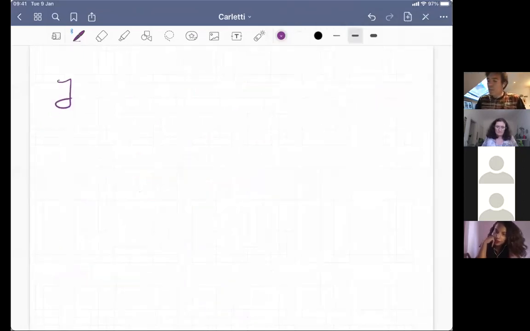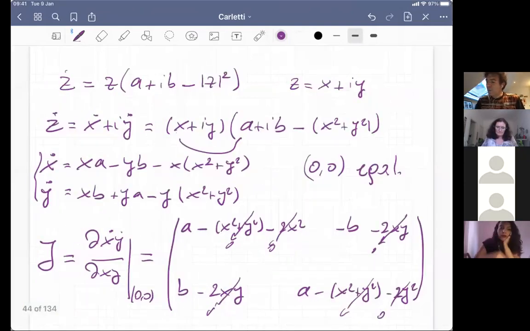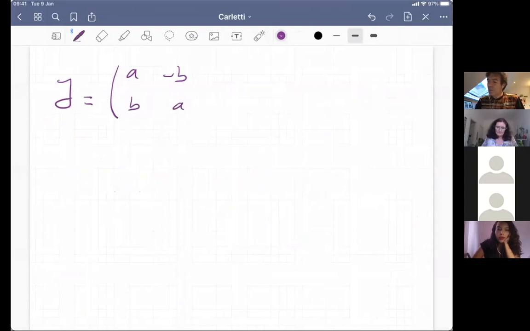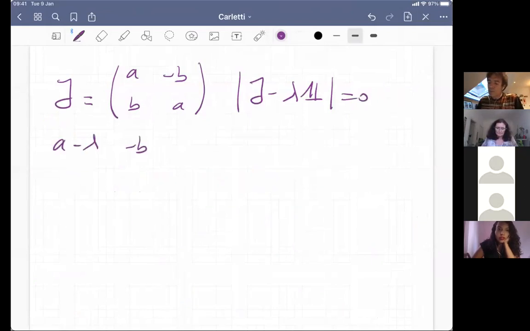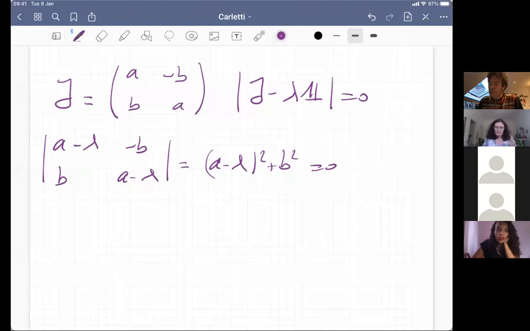So you end up with y is equal to a, minus b, b, a. And so you have to compute the eigenvalues of this matrix. So you have to compute the determinant of J minus lambda identity equal to 0. So you have to compute the determinant of a minus lambda, minus b, b, a minus lambda, equal to 0. But this is (a minus lambda) squared plus b squared equal to 0, which means (a minus lambda) squared is equal to minus b squared.